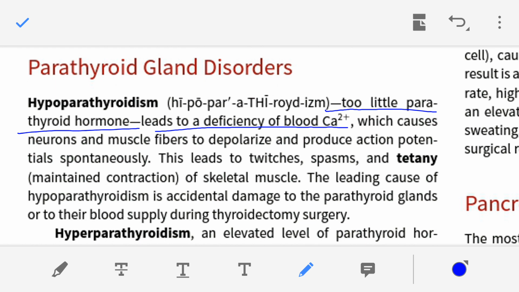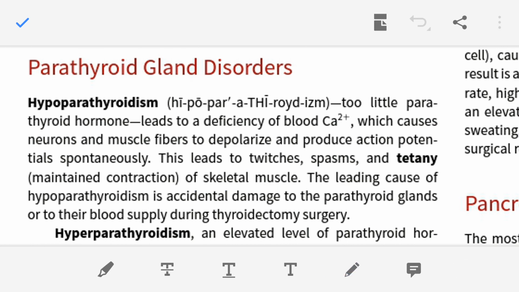Now as there is a deficiency of calcium in the blood, this will cause the neurons and muscle fibers to depolarize. Due to the deficiency of blood calcium, neurons and muscle fibers depolarize and produce action potentials spontaneously. So very quickly, very rapidly, the action potential or nerve impulse is generated. Now this depolarization and action potential of neurons and muscle fibers leads to twitches, spasm and tetany of skeletal muscle. So now, what is a twitch?